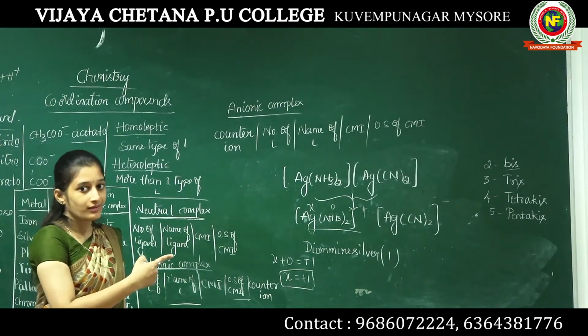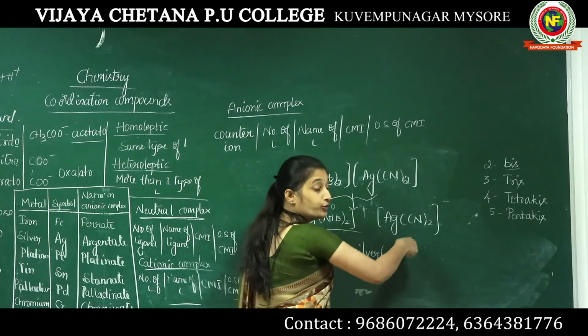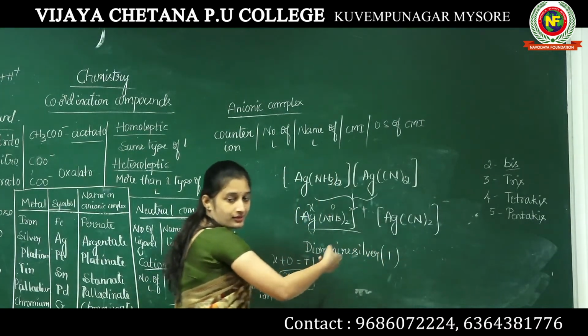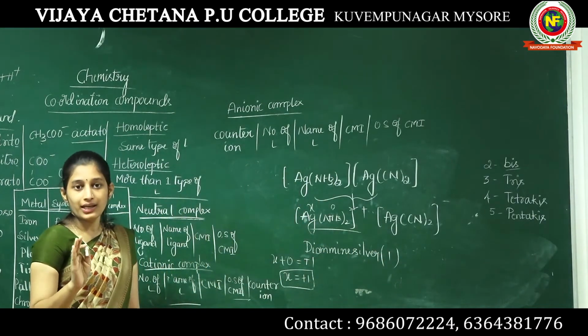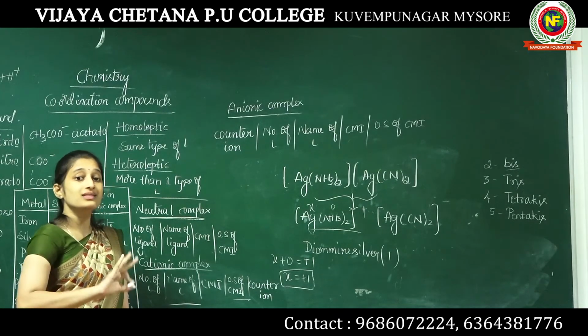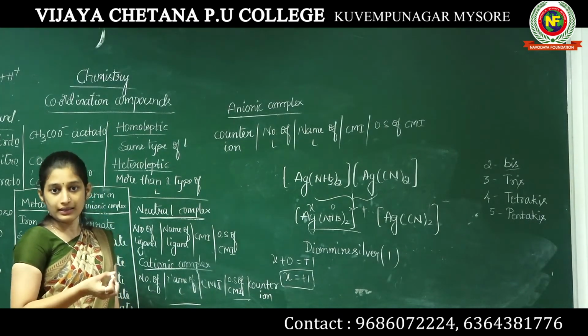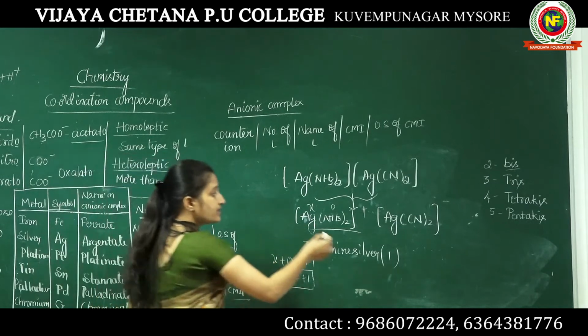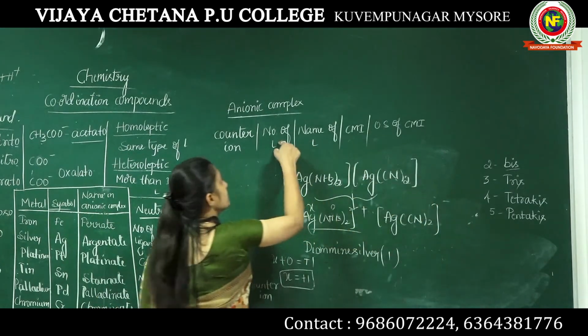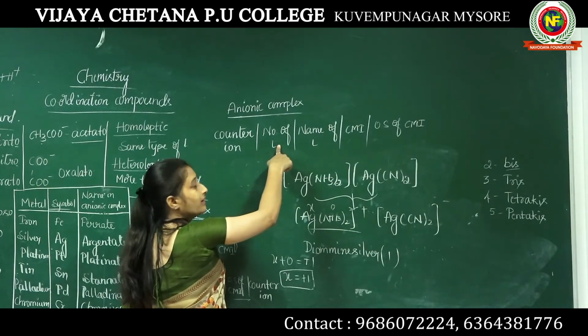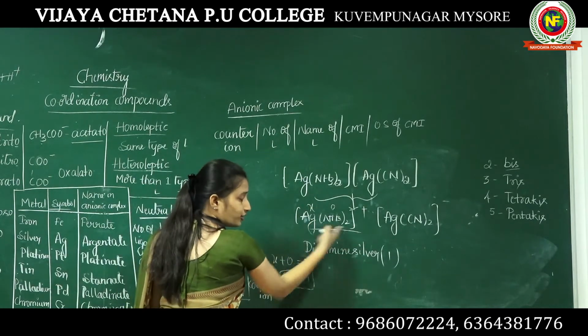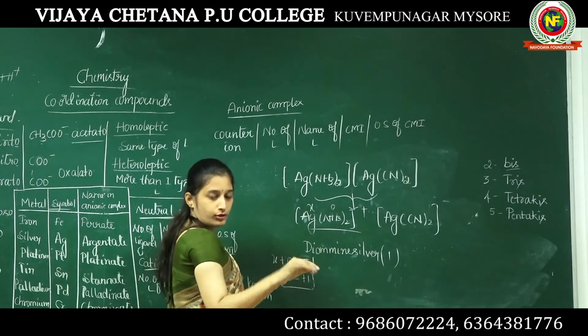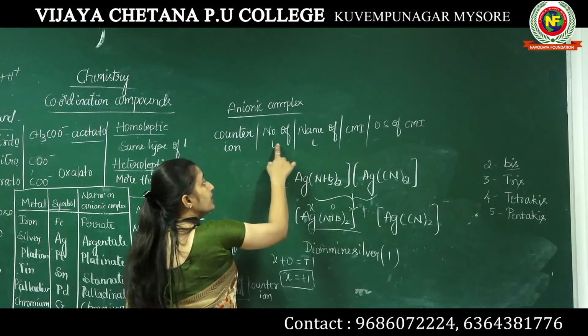No counter ion. This is the counter ion, but the counter ion itself is complex. Do you understand? That is the counter ion, but the counter ion is not a simple ion, it is a complex ion. How to name it? This is an anionic complex. Just follow this anionic complex. The counter ion is already named. This is the counter ion, named. Over, finish.